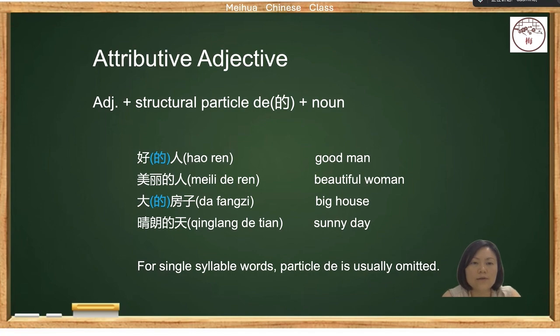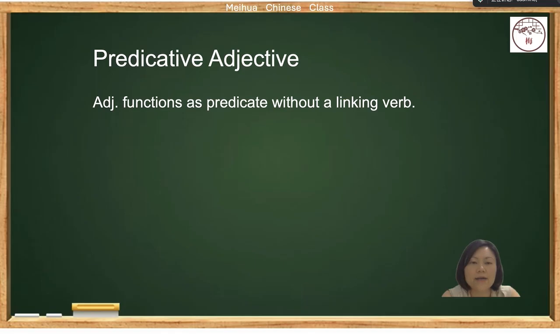Let's look at the second syntactic function. Adjective functions as predicate without a linking verb. What is the linking verb here? It's the verb of be, right? Be means are. For example, 我饿了. 我 means I. 饿 means hungry. In Chinese, it's an adjective. 我饿了. Between a noun and adjective, there's nothing here.